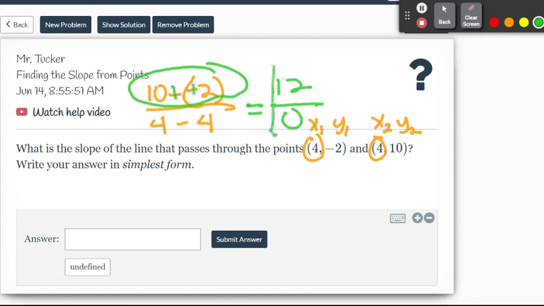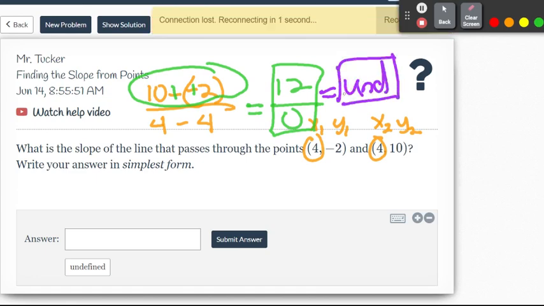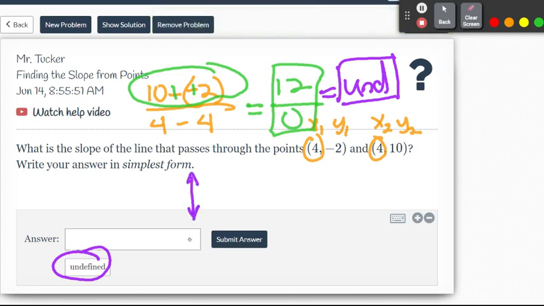What happens anytime you get an over 0 result, we know that we can't divide by 0, and so we want to say that that is undefined. Now, that is a result. It's important to say undefined as a slope result. It means you have a vertical line. All vertical lines have undefined slope.